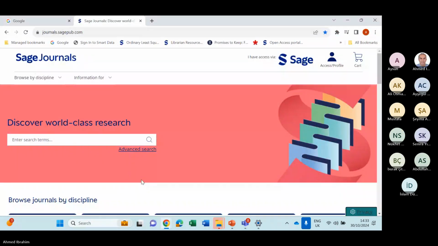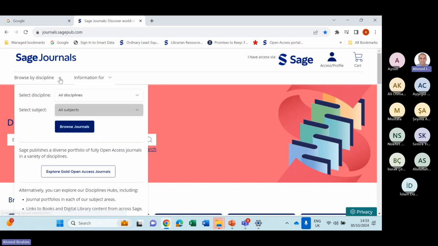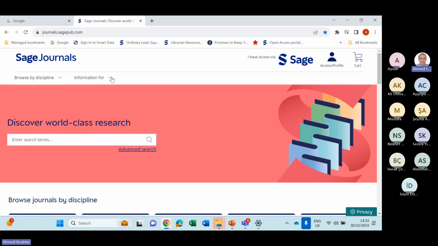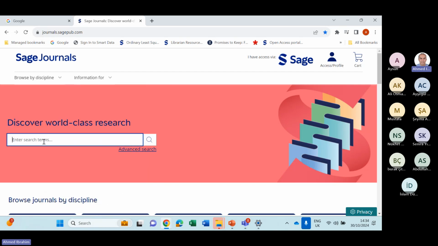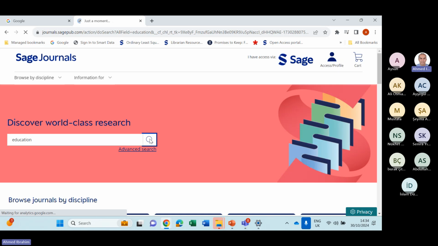So this is the platform for Sage Journals. You can access this platform through your university website. We can find here browse by discipline, and you can find information for the place where I will guide you to some nice resources, from how to get published to author services. You can browse by discipline, and you can also search by typing just a keyword. If you'd like to type education, you can type education, a discipline, or a more specific subsegment of a broader keyword. You can type a keyword like a discipline, or a specific topic you need to search about. If you type education, you can just click on search.